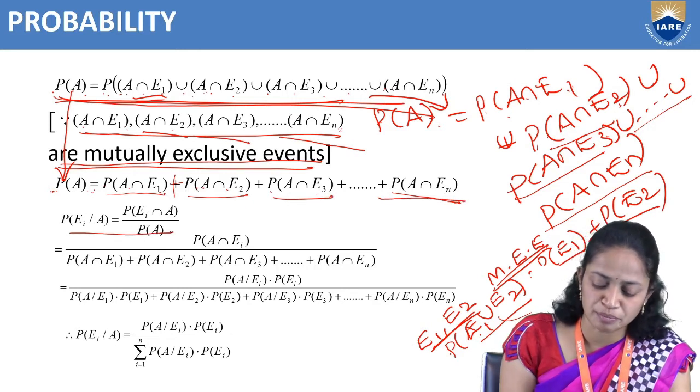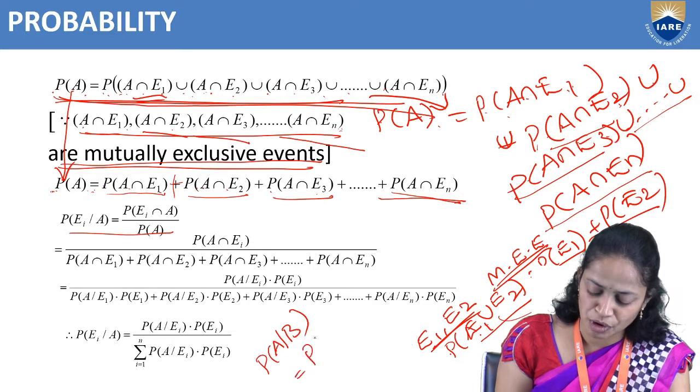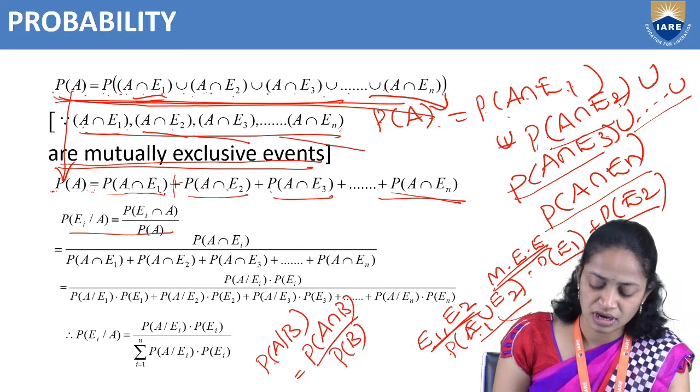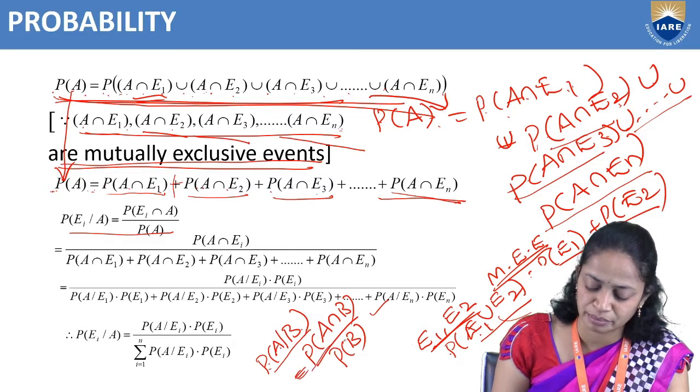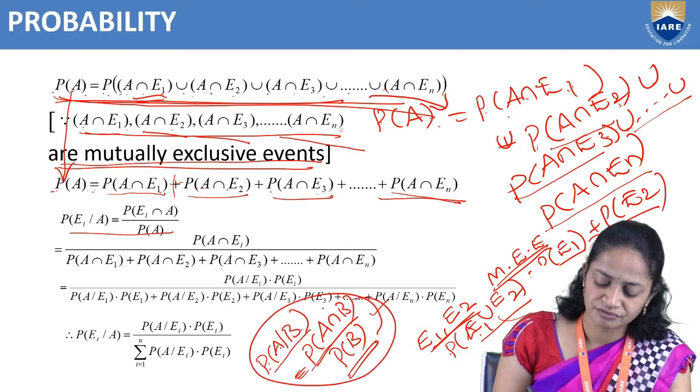So by the conditional probability, what is our conditional probability formula? The probability of A given B equals the probability of A intersection B divided by P of B. So this is our conditional probability formula.